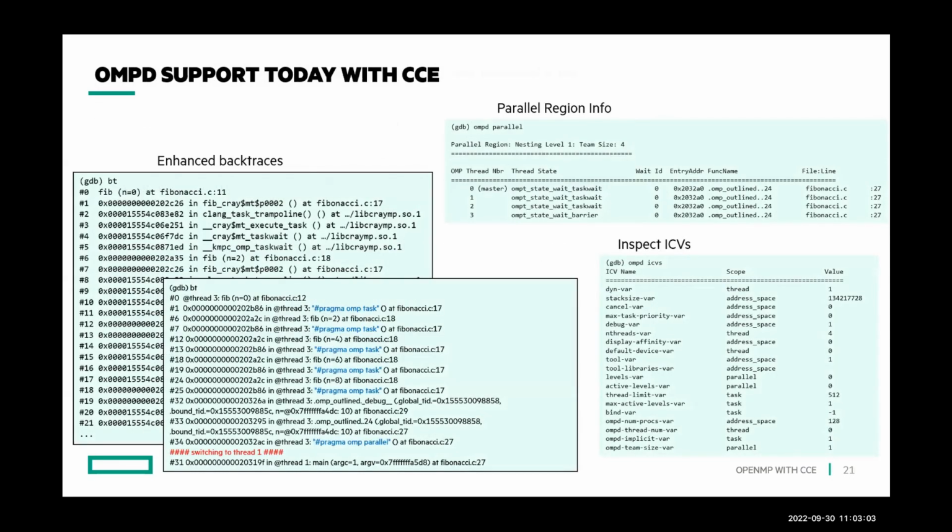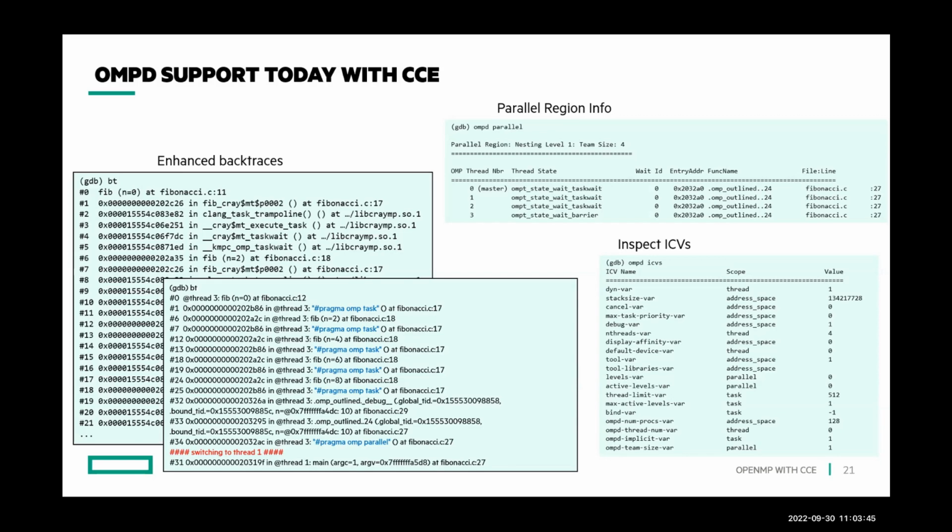All right, so this slide is showing different capabilities available with the OMPD support in CCE. This is also something we've been supporting for a number of releases. I would say the three main capabilities that OMPD provides for debugging your application start with enhanced backtraces. As you can see here on the lower left, you get filtered backtraces that filter away runtime frames in your call stack. So you can just focus on user code when you're looking at your backtraces. That aids in debuggability.